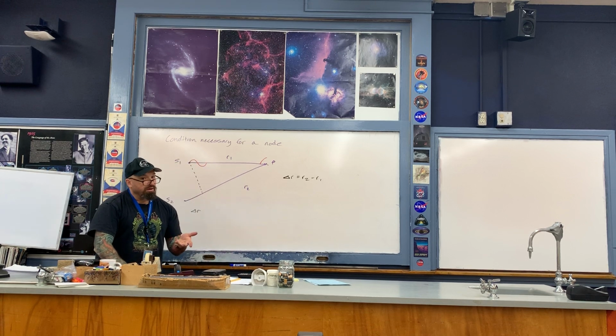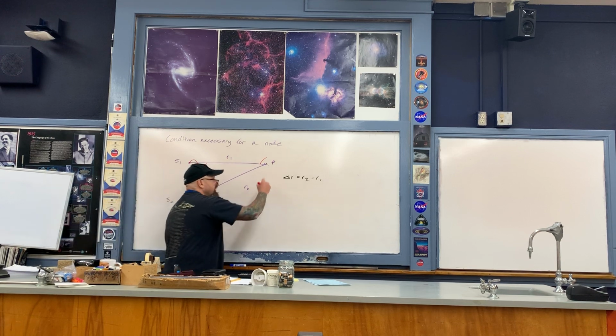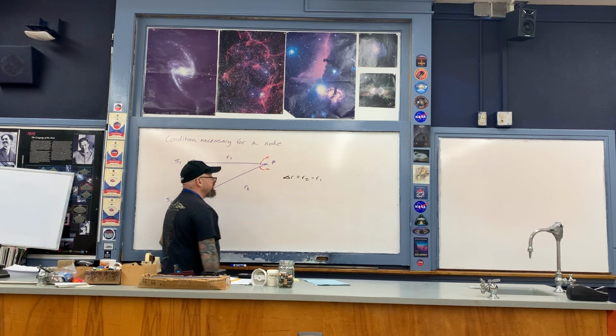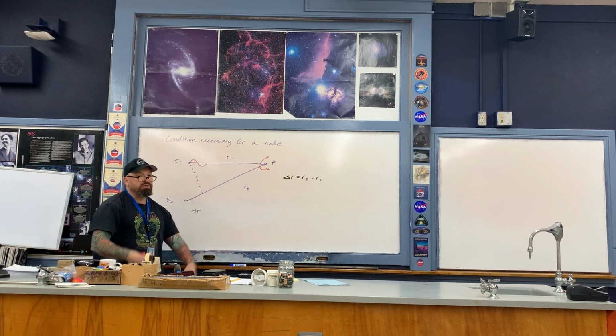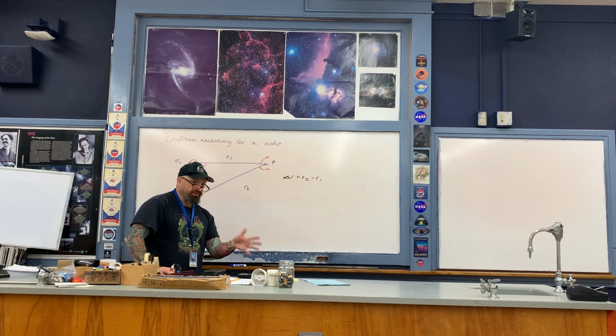Well, therefore, in order to get a node at point P, at the exact same time from a wave that originally started at S2, what has to arrive at point P at that moment in time is a trough. So you have a crest from the wave coming from S1, and a trough from the wave coming from S2, and they cancel each other out completely, and therefore you end up with a node. The water is completely flat.